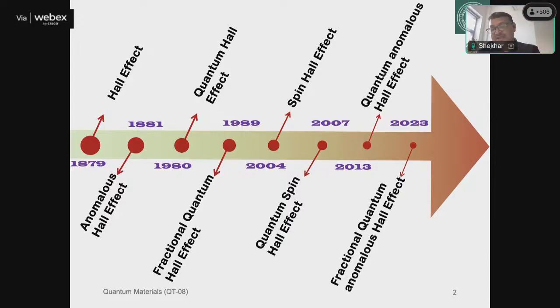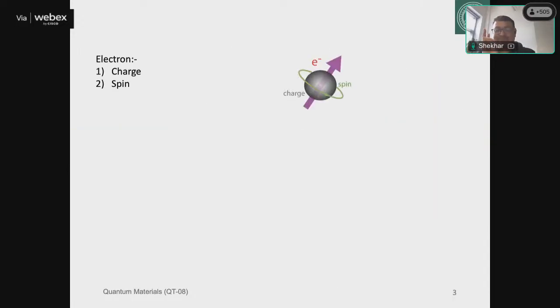So this is not the end of the story. There is much more to come in the future because of this role of charge and spin. Once we have a charge carrier, suppose an electron, we have two quantities: one is charge, another one is spin. So this combination of charge and spin, up to now, and type of material even, gives us eight types of Hall effect.